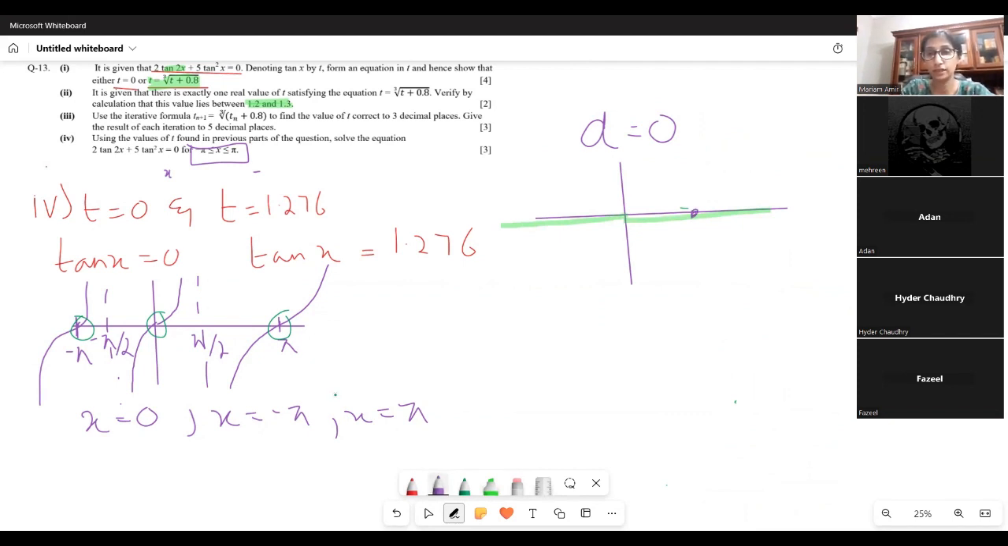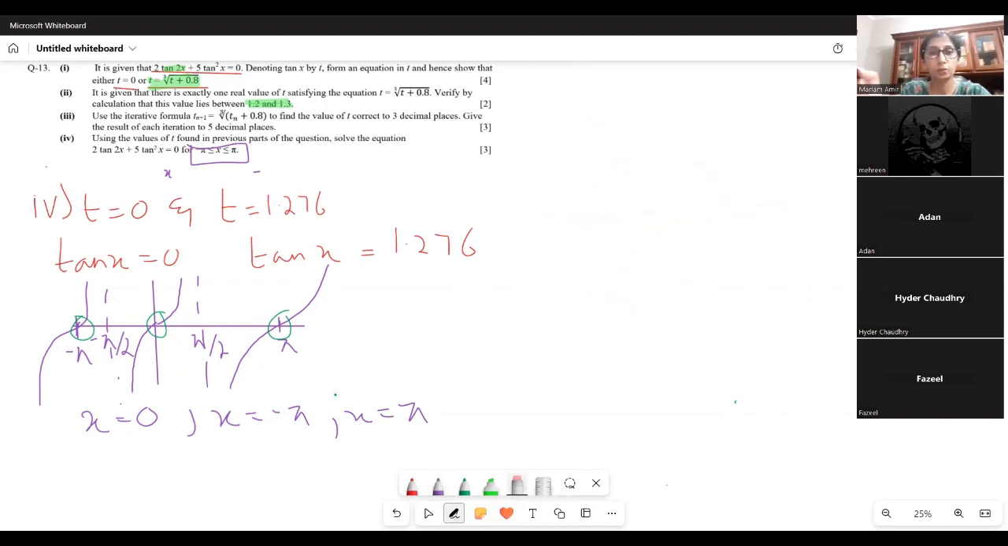So one answer is this, 0. The other one would be pi, and the other one would be in the opposite direction, minus pi. So that's how you're getting the 3 answers: 0, pi and minus pi. Sorry, x.